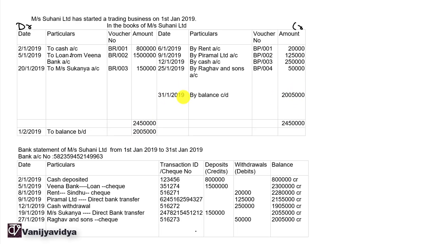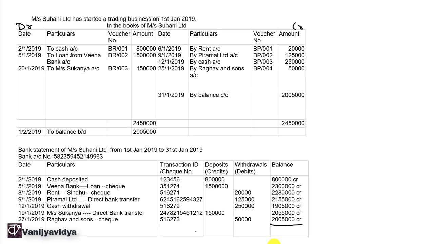Now, see the balance. Balance as on 31st Jan 2019 is 20,05,000. Balance carried down is on the credit side. It's a debit balance. If you see the bank statement, the same balance appears as a credit balance in the bank statement. So your debit balance as per bank account will be your credit balance as per bank statement and vice versa. Now, what is the need of bank reconciliation statement?